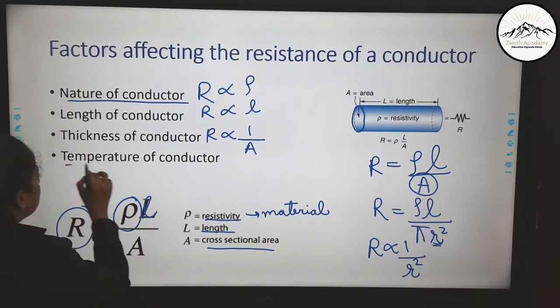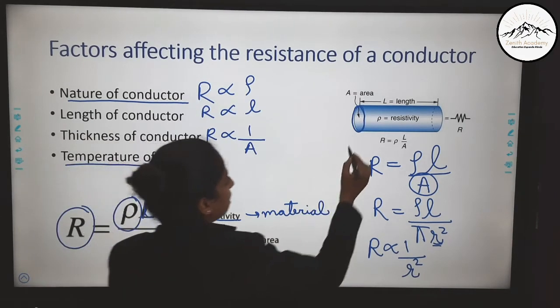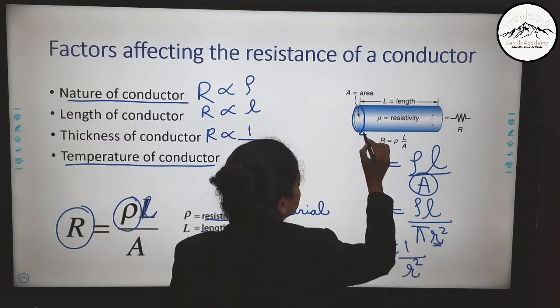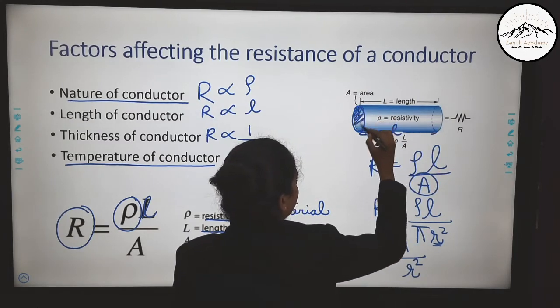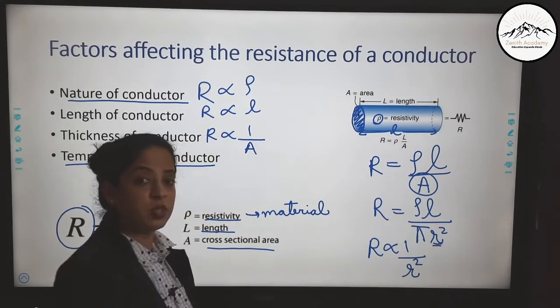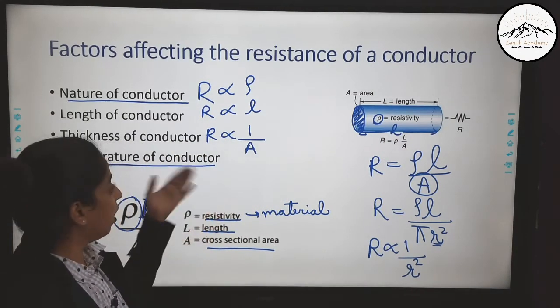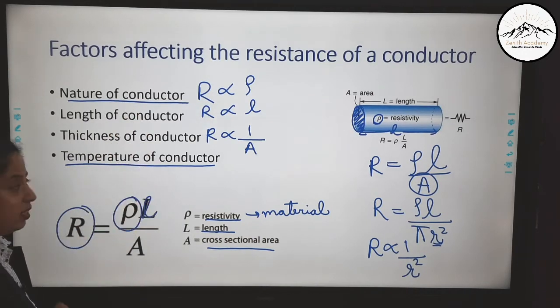Now it also depends on the temperature of the conductor. So here you can see, if this is the metal wire, this is considered as the length, this is considered as the area, and rho is the resistivity, which depends on which material the wire is made up of. So now let's talk about all these factors in detail.